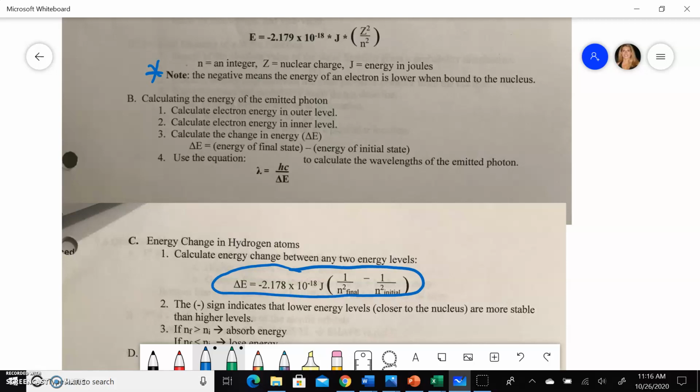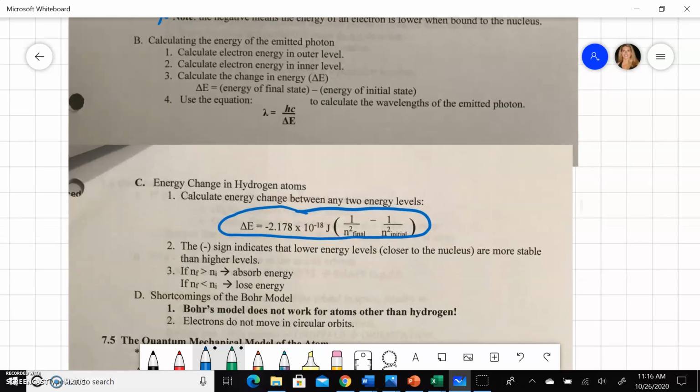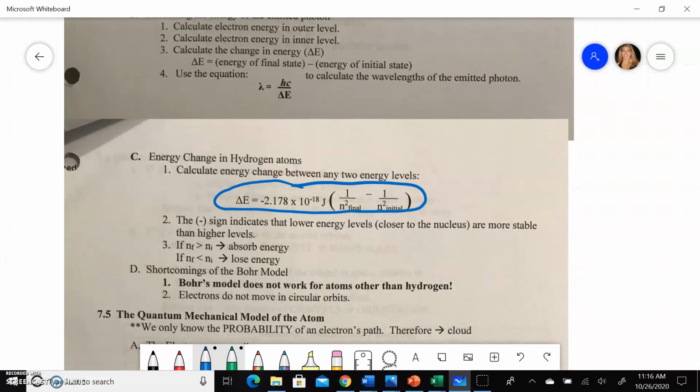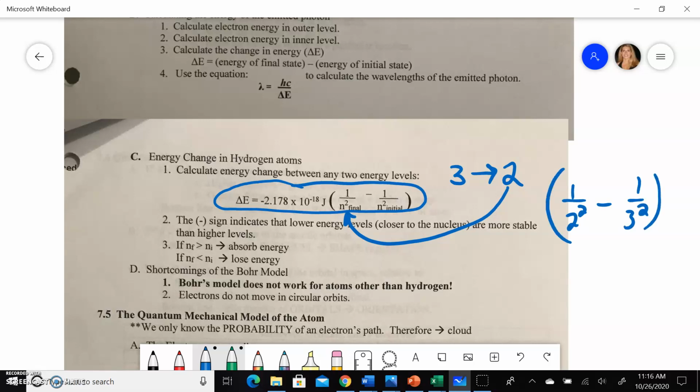So if I say calculate the energy that an electron releases as it goes from energy level 3 to energy level 2, you can plug that in. The final one would be 2, so it would be 1 over 2 squared minus the initial, 1 over 3 squared, and then you multiply all that by negative 2.178 times 10 to the negative 18th. So if you just plug in the energy levels, you can calculate the energy there.